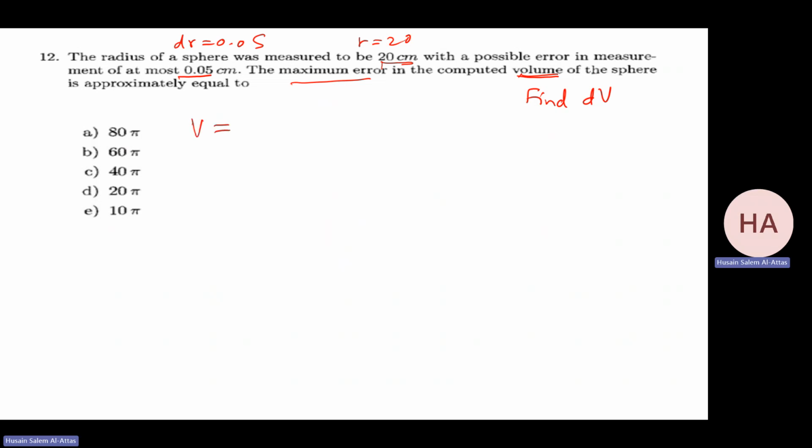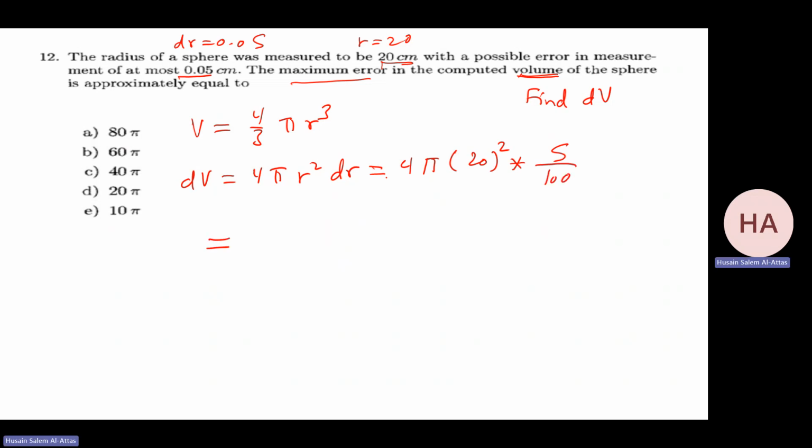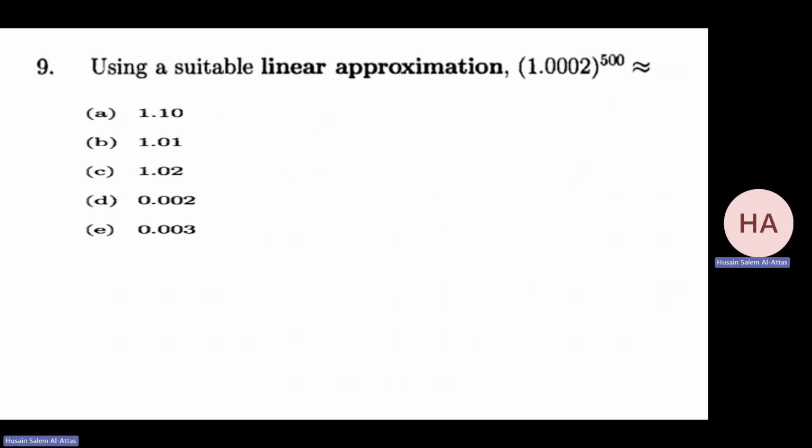What is the volume for the sphere? It's 4 over 3 pi r cubed. dV is 4 pi r square dr. Plug the numbers now. That will be 4 pi r square, which is 20 square, dr is 5 over 100. Okay, that will be what? 4 pi by 400 over 100, which is 16 pi, which is this one.